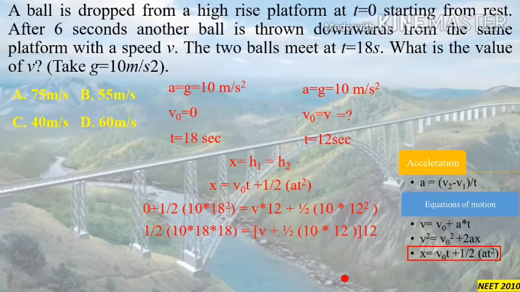So solving this equation, we can come up to the solution. This will give you v equal to 75 meter per second, and option A is correct option.